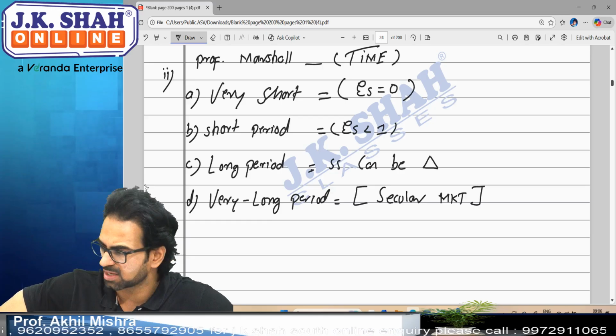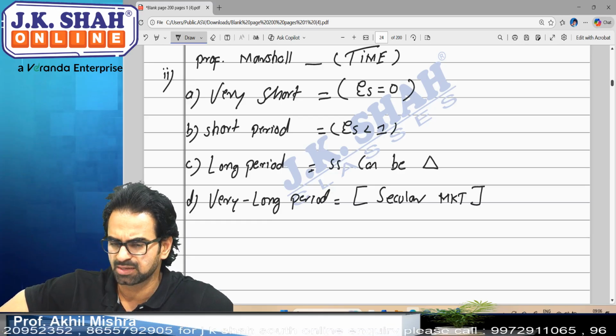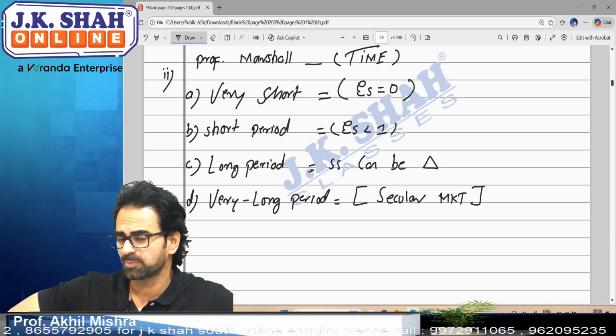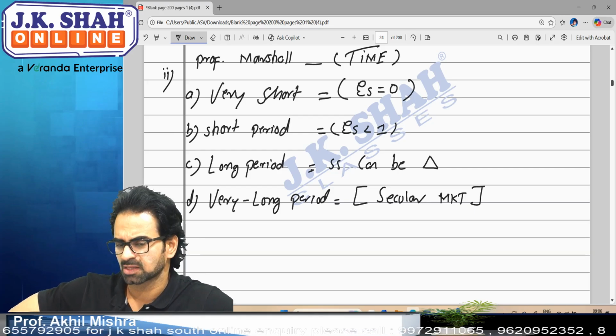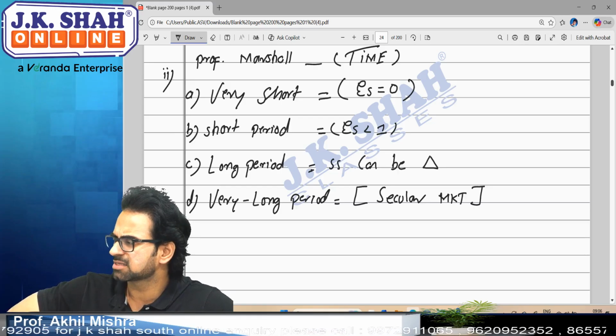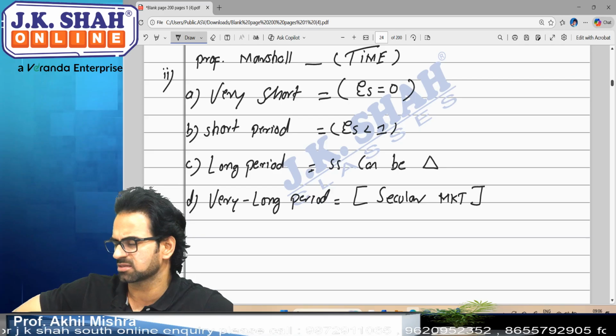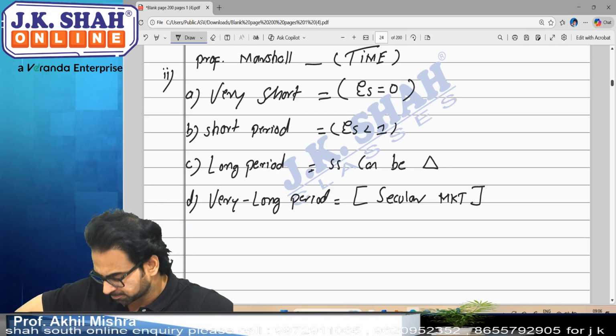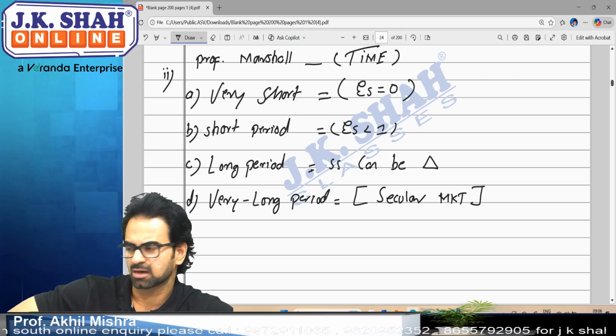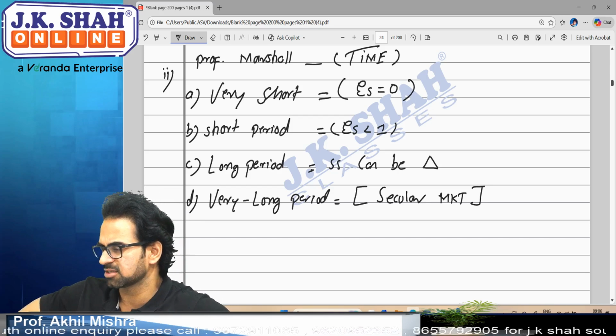Short period, as I told, supply can be increased, not very much, but a little. So less than 1. Long period, yes, supply can be changed. And in very long period market, any supply can be. I mean, if he gives you 1 year or 6 months, then of course you can supply as many as you want. Very long period market is also known as secular market, as I told you before.